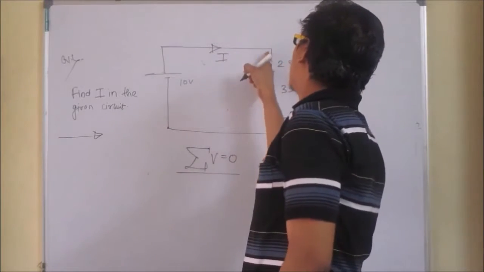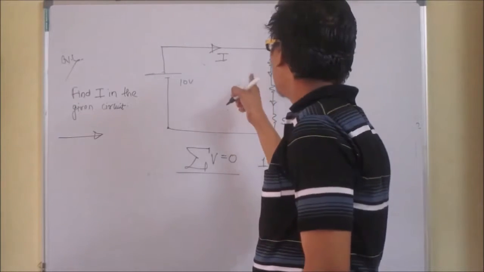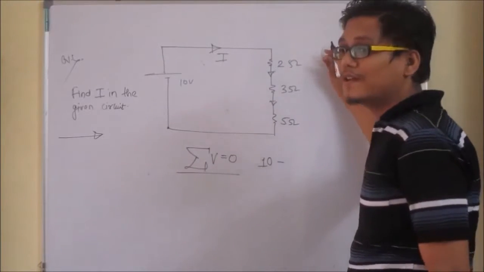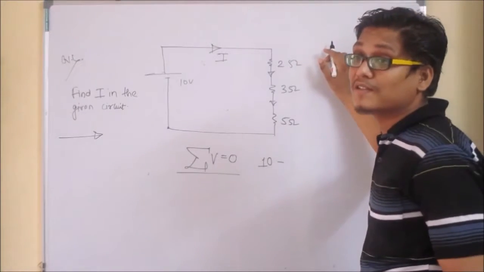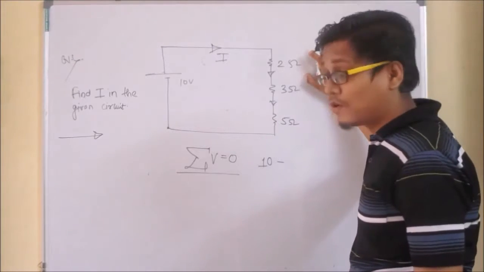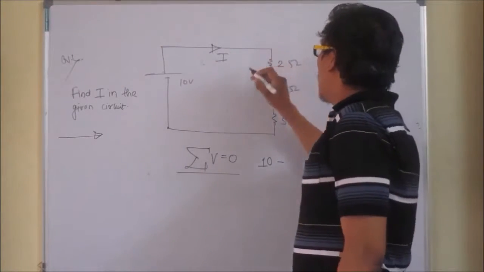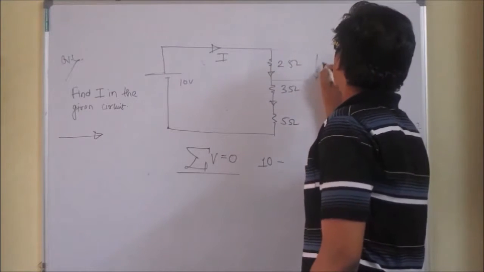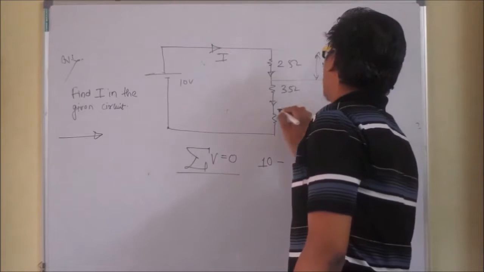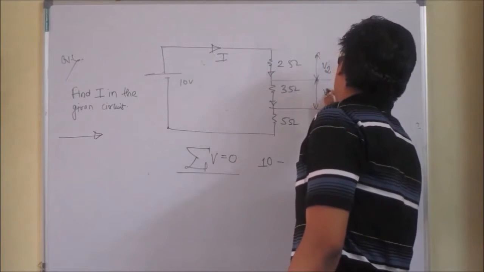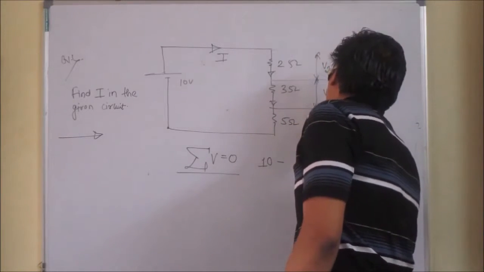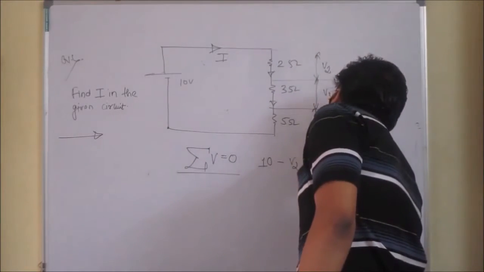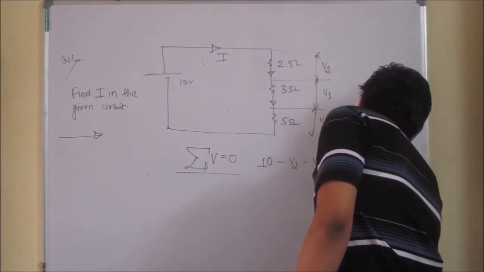From here, current is going through the resistor. What does a resistor do? It is a consumption unit. It consumes energy, that is, it will create a voltage drop. I want this voltage drop. Suppose this is V2, this is V3, and this is V5. Can I write it this way? 10 minus V2 minus V3 minus V5 is equal to 0.